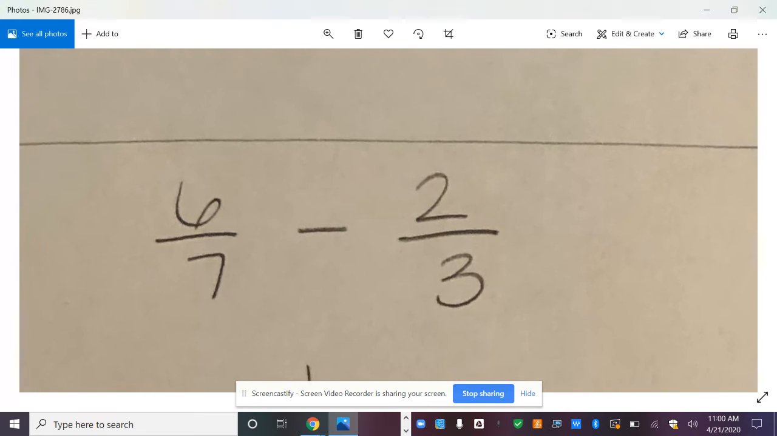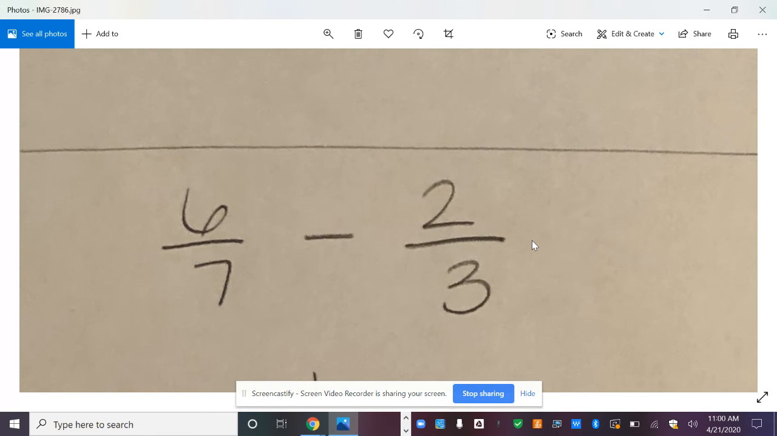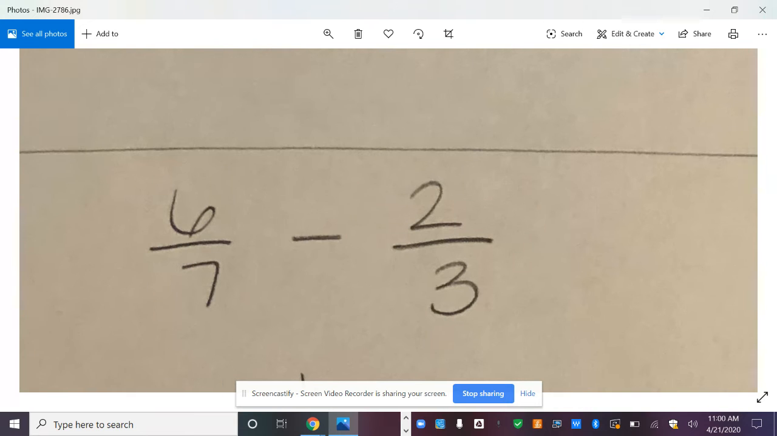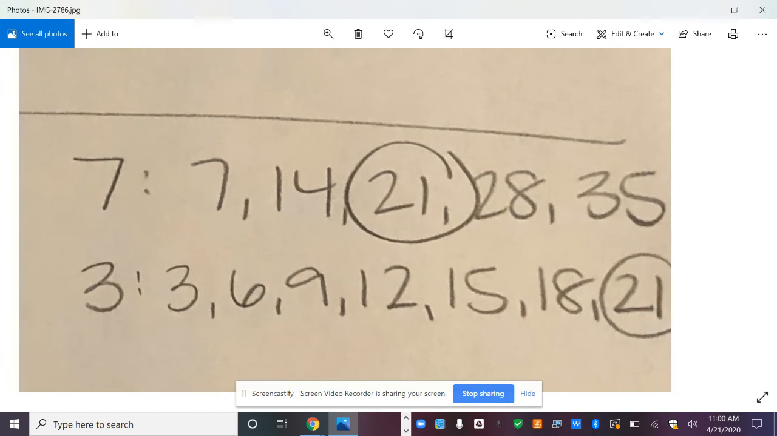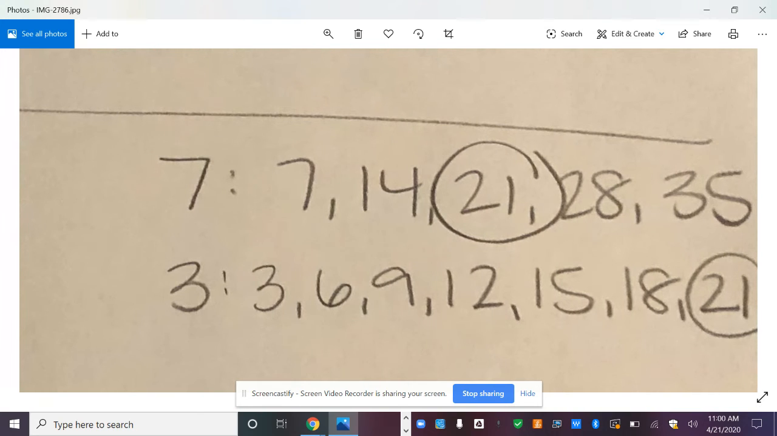If we were to look at this next example, which is 6/7 minus 2/3, very similar to what I did for addition of fractions, I need to look at my denominators. They're not the same, so I cannot add them yet. So I'm going to scooch over here where I wrote my first 5 multiples to find my LCM. So for 7, I have 7, 14, 21, 28, 35. For 3, I did 3, 6, 9, 12, 15. There wasn't a common multiple yet, so I had to keep adding on more multiples to my 3s to then get my new LCM of 21, which I circled.